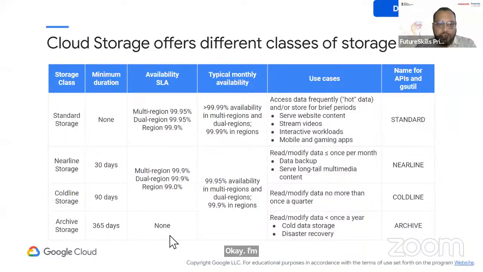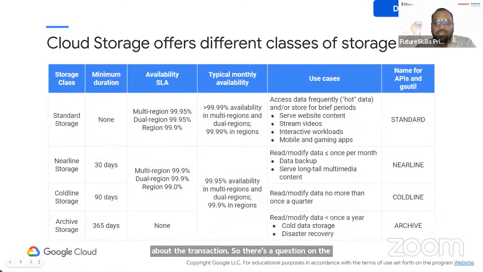I'm sorry to interrupt, Jitendra. I think we were discussing the transaction. So there's a question on the chat. Nitesh Tiwari is asking how the transaction can be a type of unstructured data.